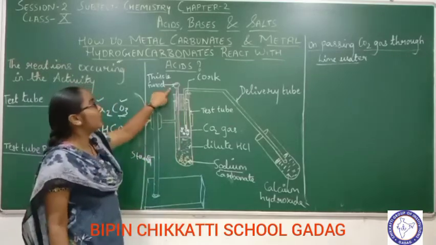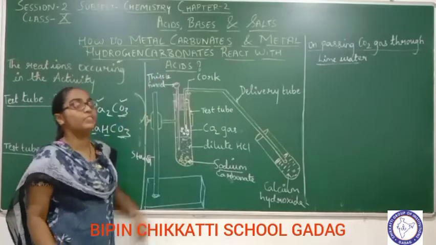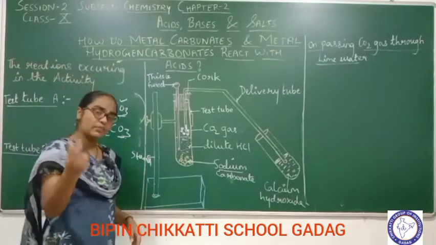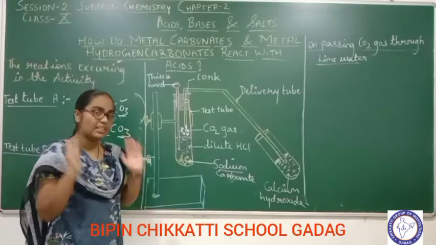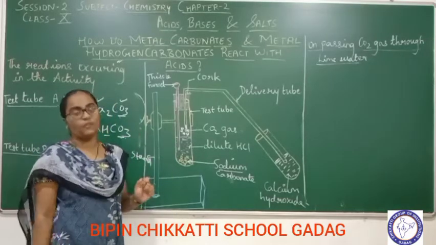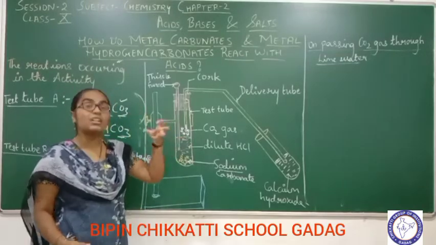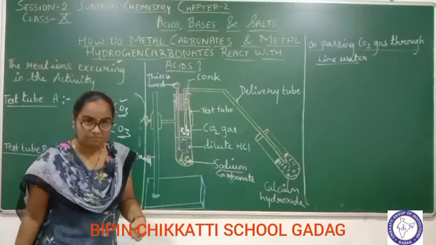Now the first thin tube-like structure is called a thistle funnel. What is it called? A thistle funnel, right? What is its function? I'll discuss that later, but right now we'll understand what the apparatus consists of. So first one is a stand, which consists of a clamp or clutch to hold the test tube.